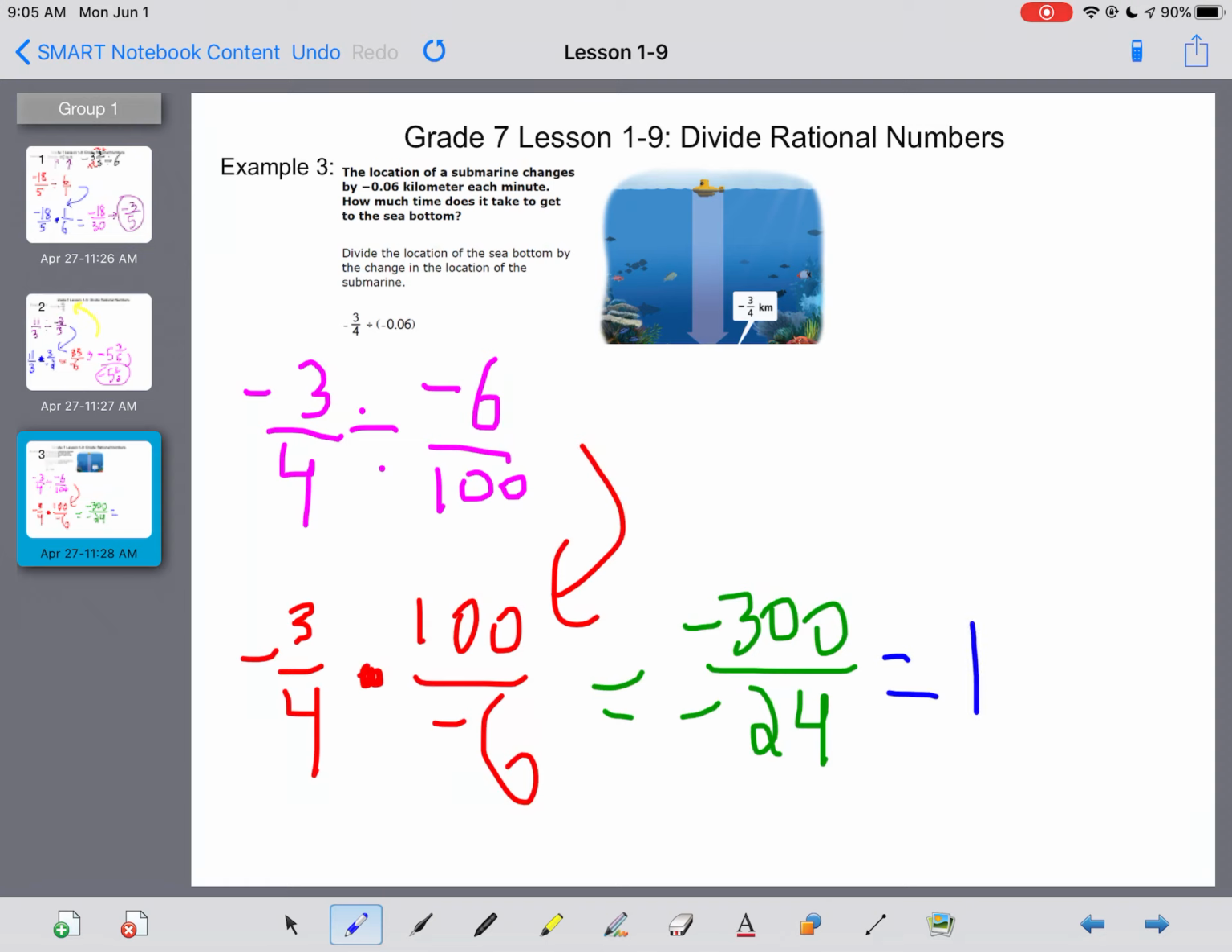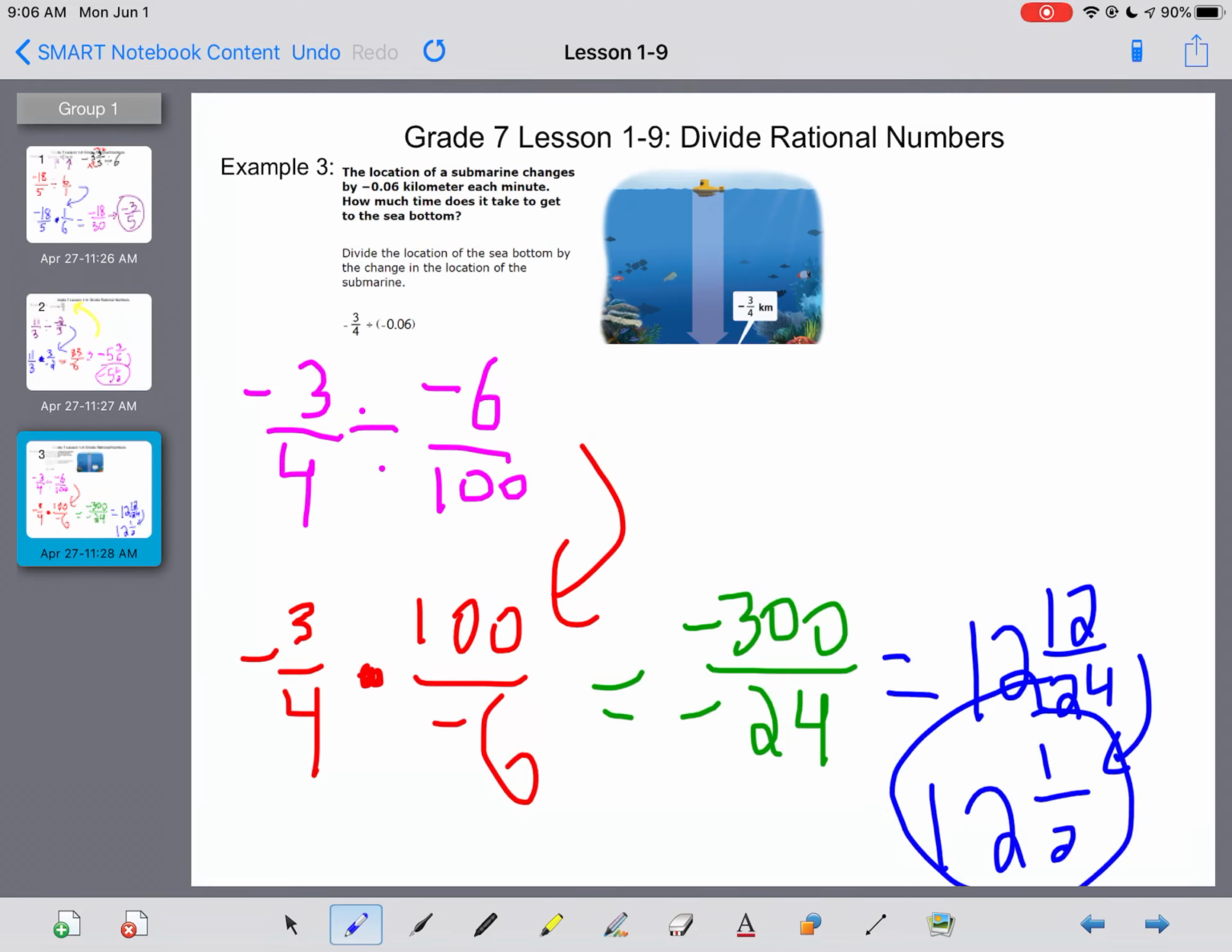24 fits into 300, just for time's sake, I know it fits 12 times. 24 times 12 will give us 288, and that means there's 12 left over. So it's 12, and then 12 over 24 left over. So this is 12 and 12/24ths, which is equivalent to 12 and 1/2.